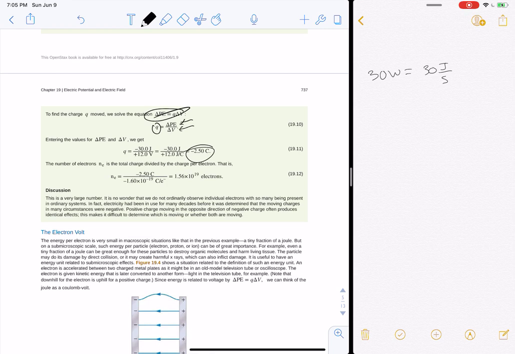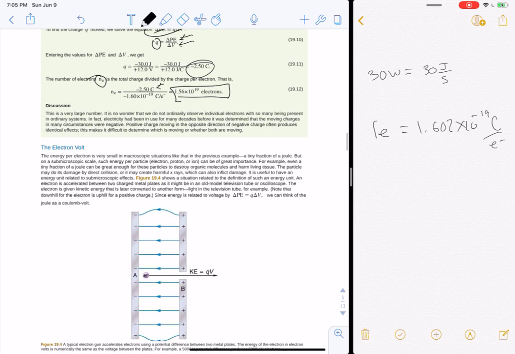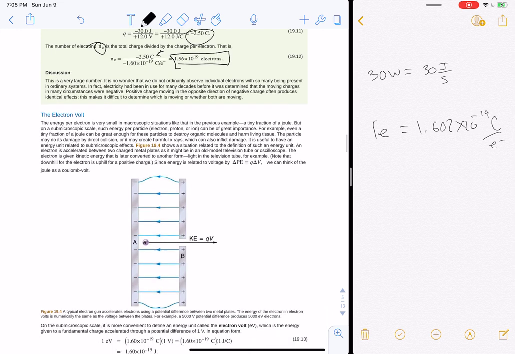So the number of electrons then, if you know that 1 electron is equal to 1.602 times 10 to the minus 19 coulombs, then you can divide that out to get your coulombs per, this is coulombs per electron, right? Then you get 1.56 times 10 to the 19 electrons flowing through that circuit, okay? So that's a very large number, right? And this is why we don't observe individual electrons in ordinary systems. There's just so many of them moving around, okay?